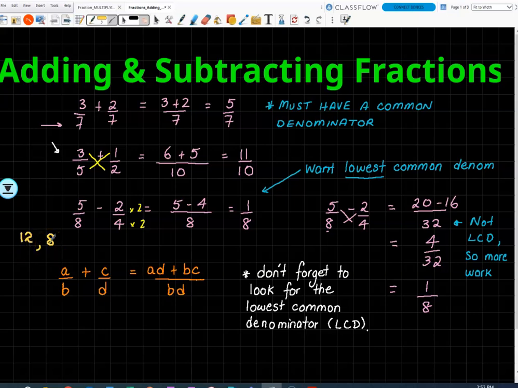Now the tip is always take the biggest number and just keep adding on. So you look at 12. Now 8 doesn't go into 12. Double it. 24. Does 8 go into 24? Winner, chicken dinner.